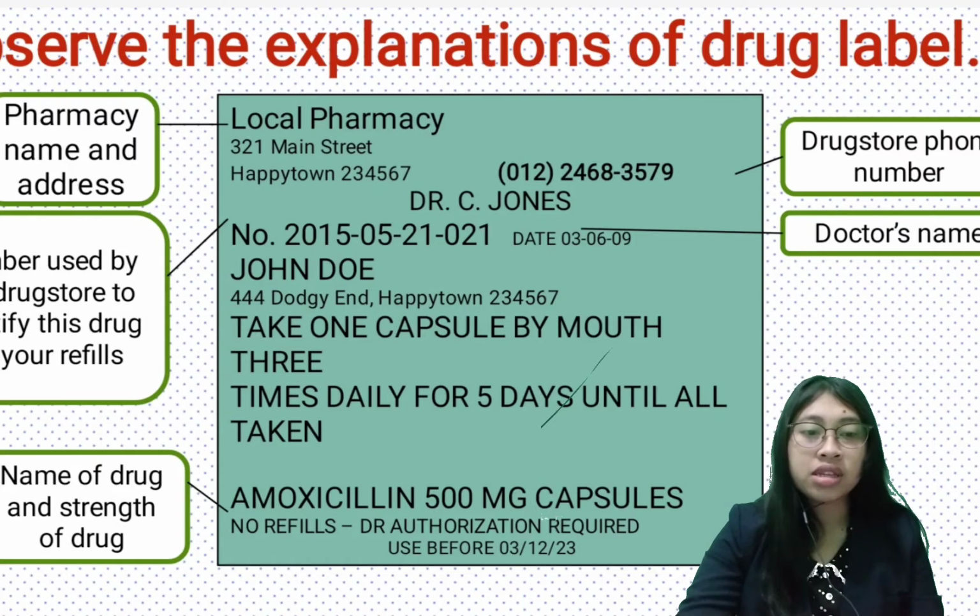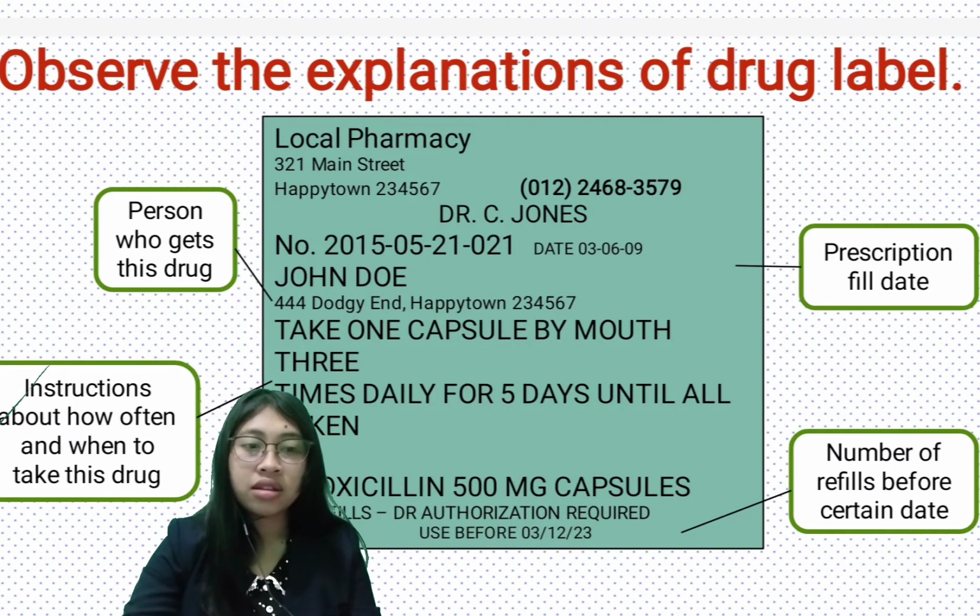And above it is amoxicillin 500 mg capsule. This is the name of the drug and the strength of the drug. And then next, there is also the name of the person who gets this drug, and the instructions about how often and when to take this drug. And there is also a date, it's the prescription fill date.